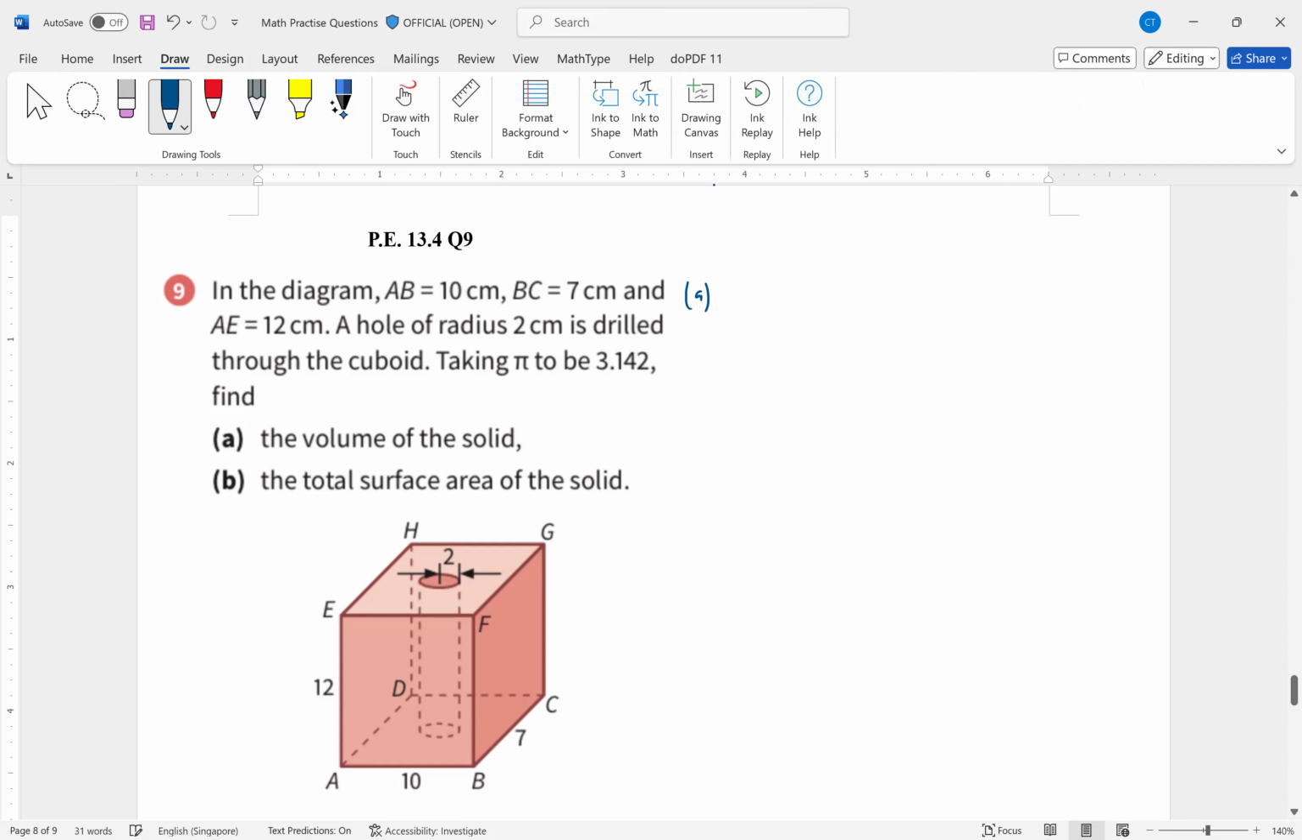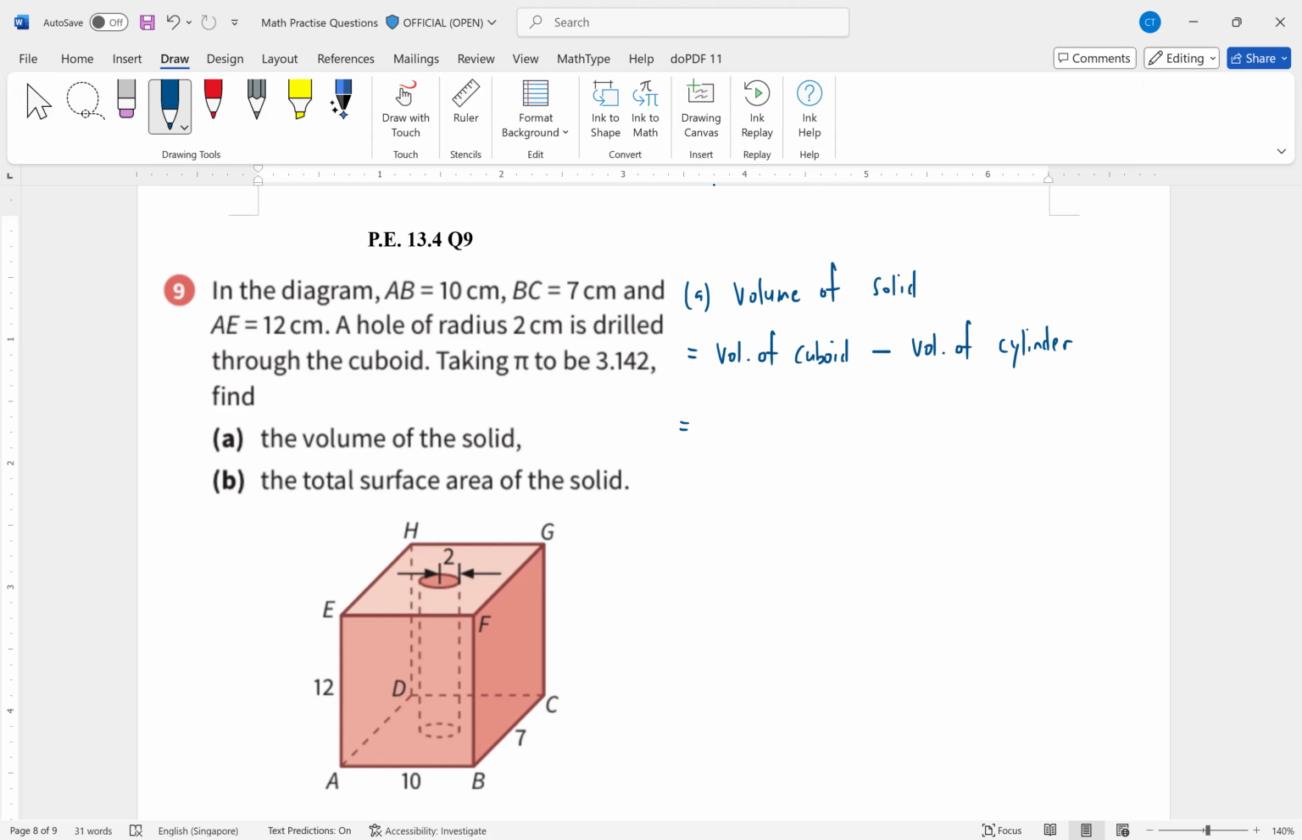So the volume of the solid would be the volume of the cuboid minus away the volume of the cylinder that has been removed. Always annotate your answers. So volume of solid, write out this way, will be volume of cuboid minus away the volume of cylinder. Volume of cuboid minus volume of cylinder.